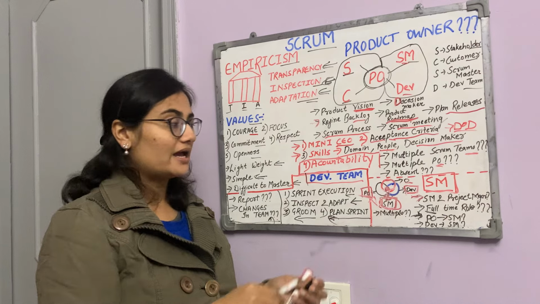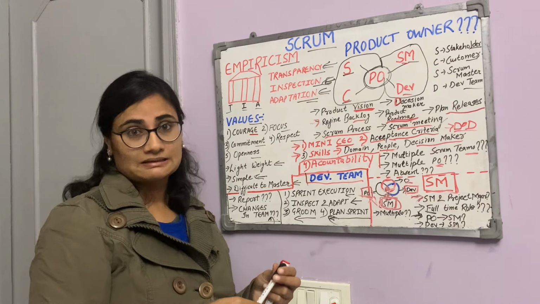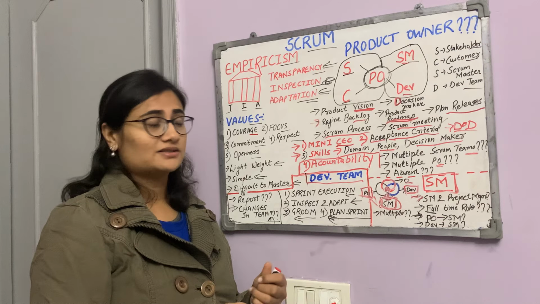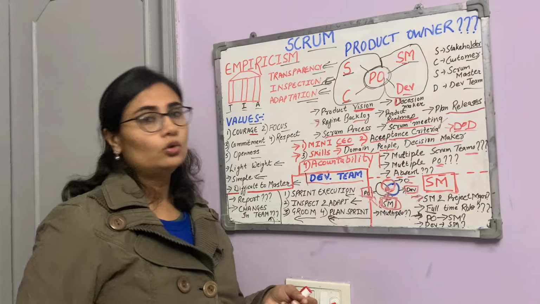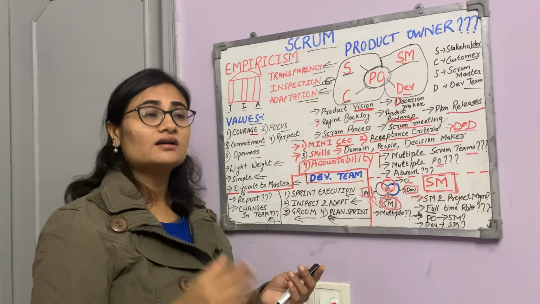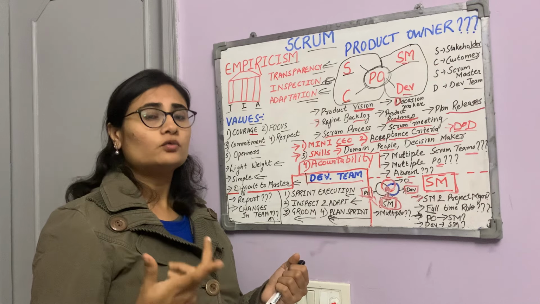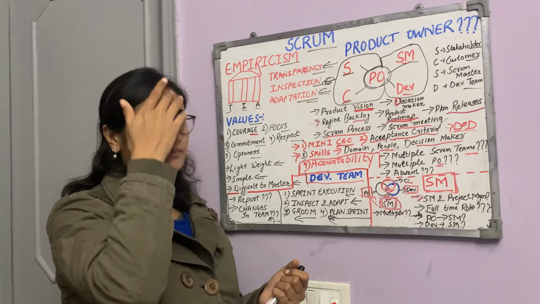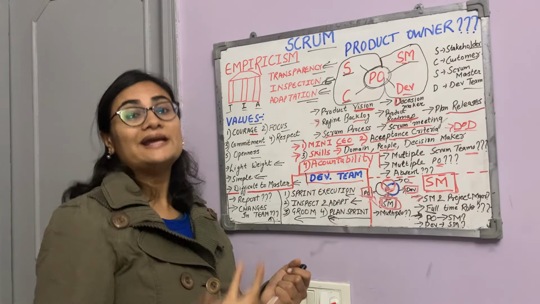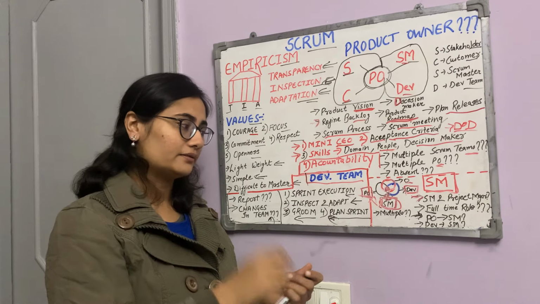Another question which we have is, can development team members replace or play the role of Scrum Master? Ideally, no. Development team should not play the role of a Scrum Master. In case Scrum Master is not present for a few days, then a senior development team member can play the role of a Scrum Master, but only for that intermittent period.